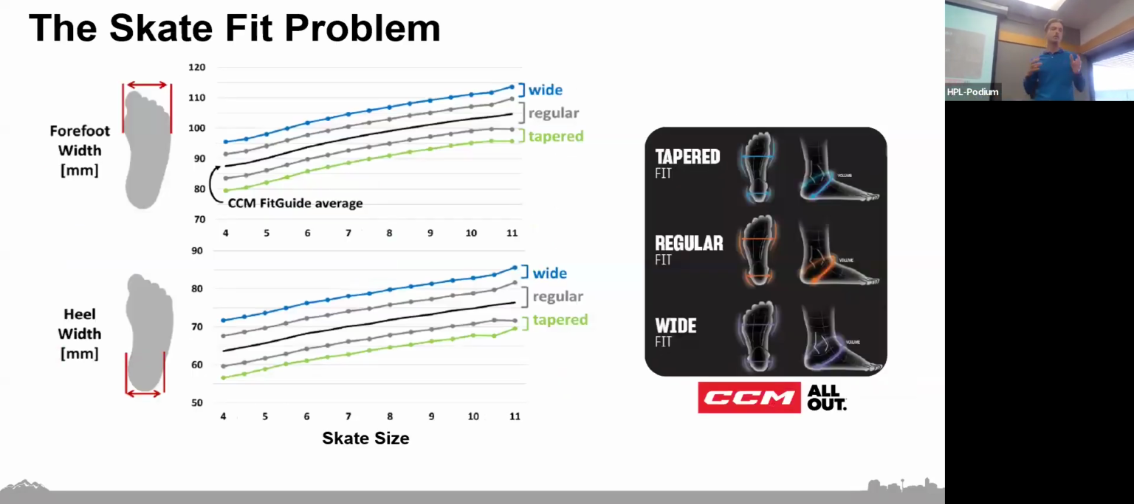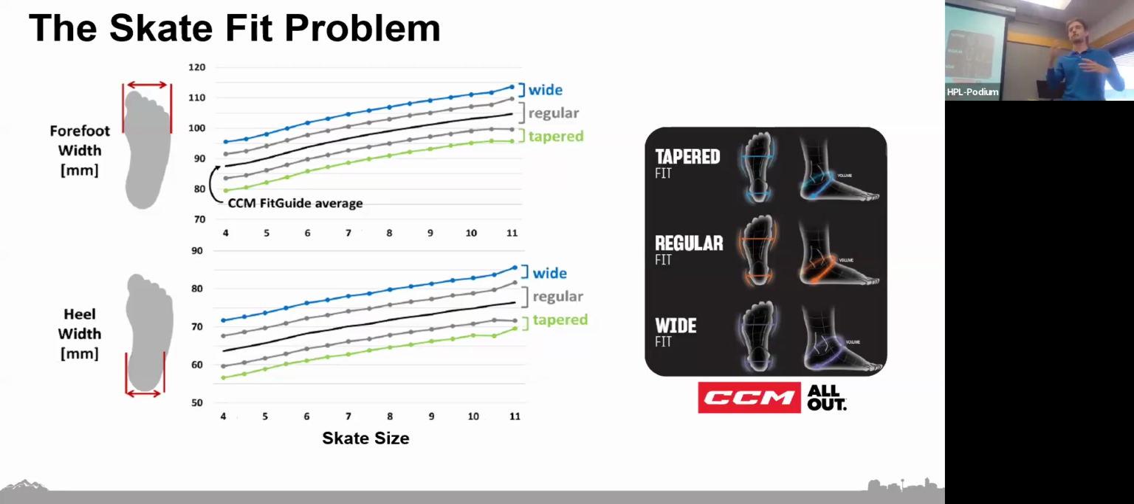Most shoes we buy come in only one width or fit per size. But because of the rigid properties of skates, skate companies have traditionally attempted to tackle the problem of fitting a wide variety of foot shapes in the population by offering multiple fit options. You can see here that CCM offers a tapered fit, kind of a narrow fit, a regular fit, and then a wide fit. You can see on the left-hand side of the screen how those fits are designed around a few specific metrics, namely forefoot and heel width. And you can see that the different fits scale gradually, but mostly linearly, as skate size increases, right?